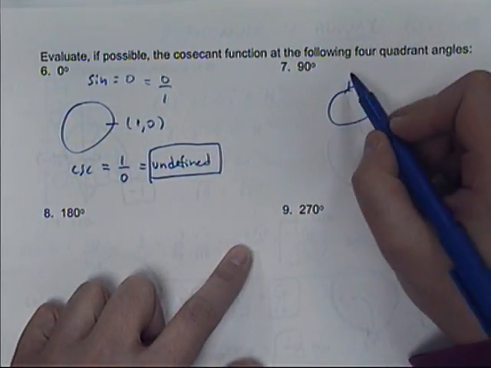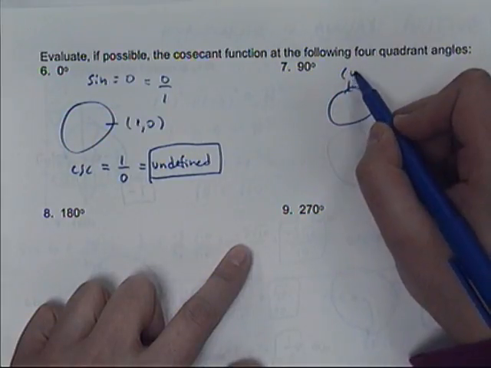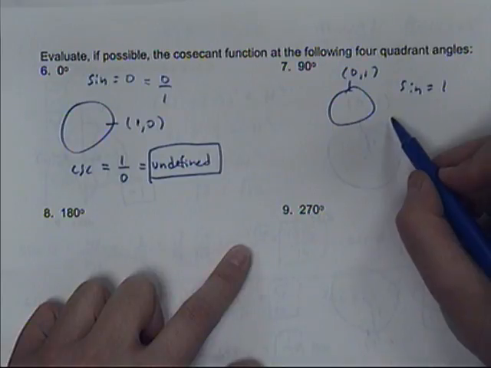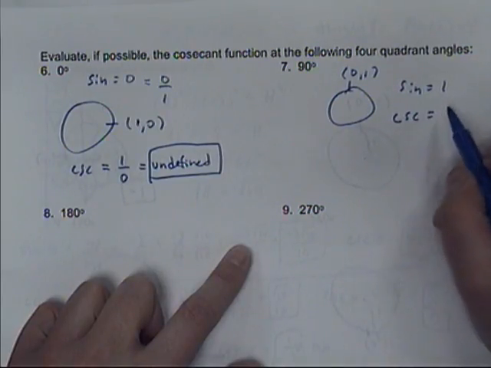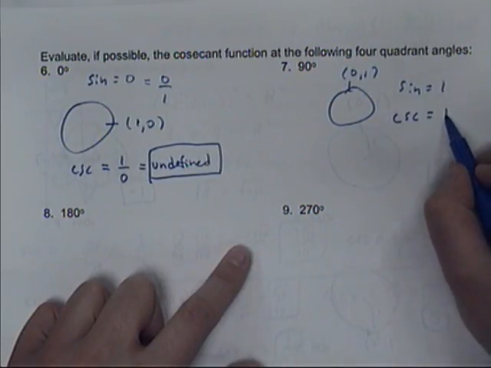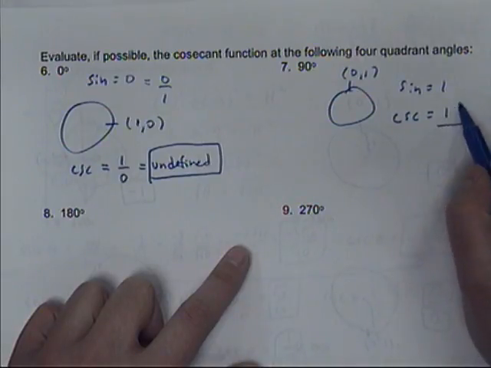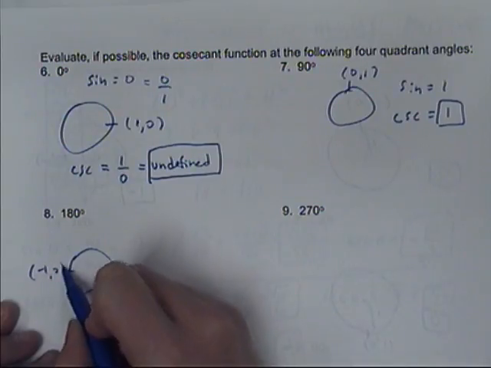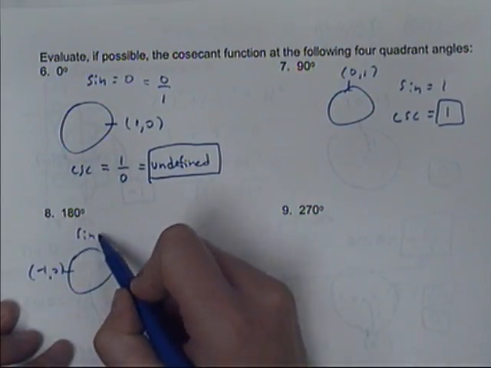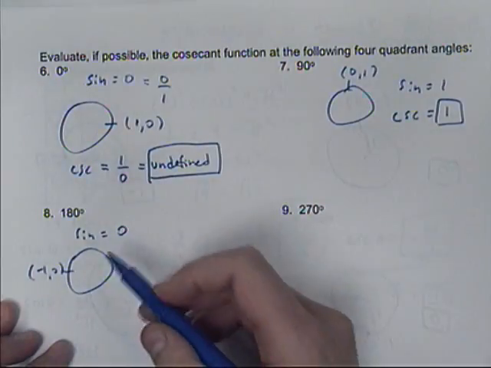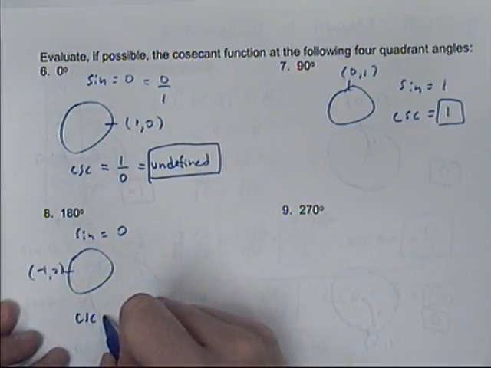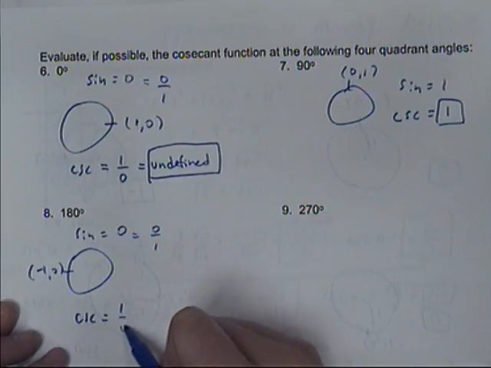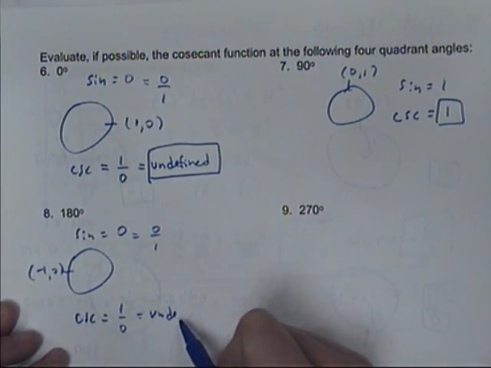At the 90 degree position, we have the point (0, 1), and so sine would be your y value, which is 1, and obviously cosecant would be the reciprocal of 1, which is just 1 again. At 180 degrees, we have the point (-1, 0). The sine would be my y value, which is 0, and you'd have the same answer as number 6 for cosecant. If you take 0 over 1 and reciprocate it, you're dividing by 0, which is undefined again.